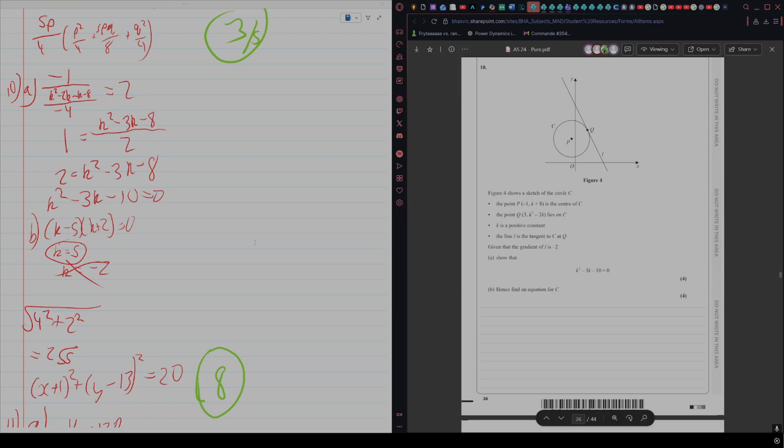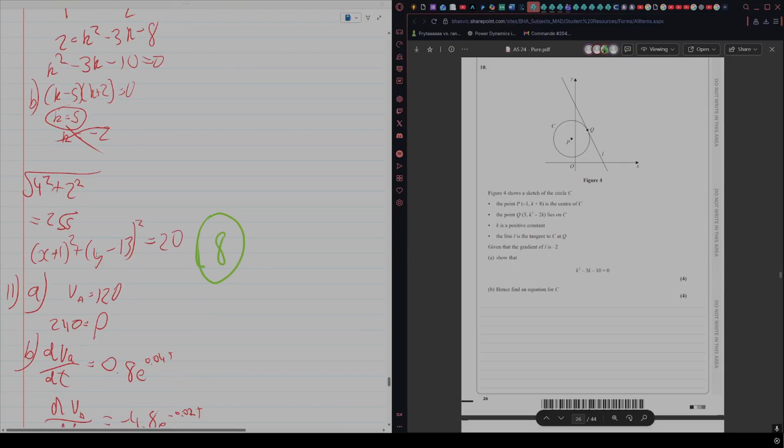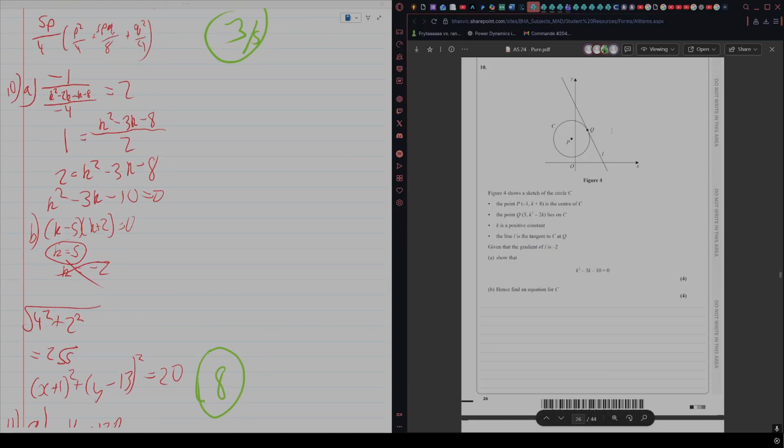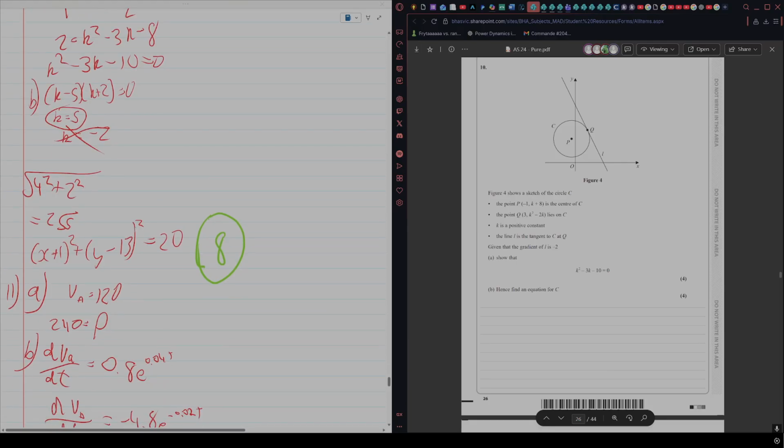And then find an equation for C. So you solve this K thing, you find K, find the distances, that's the radius, and you already have the center because it gives you the center, or you just substitute K to find the other point of the center. And then you find the distance of PQ. It gives you the point Q, so you don't even need to find it. You just find the distance between them, square it, and that's your value of R squared. And that is your equation of C.